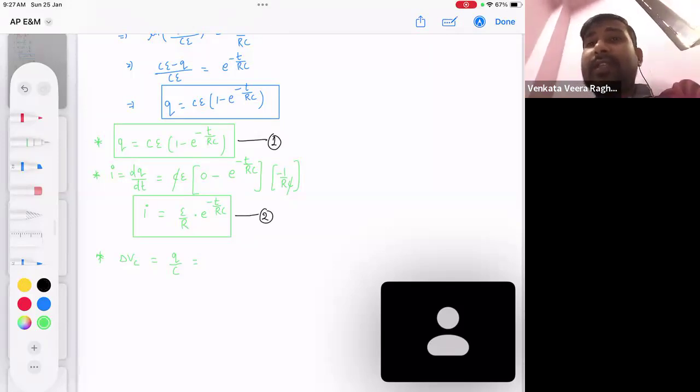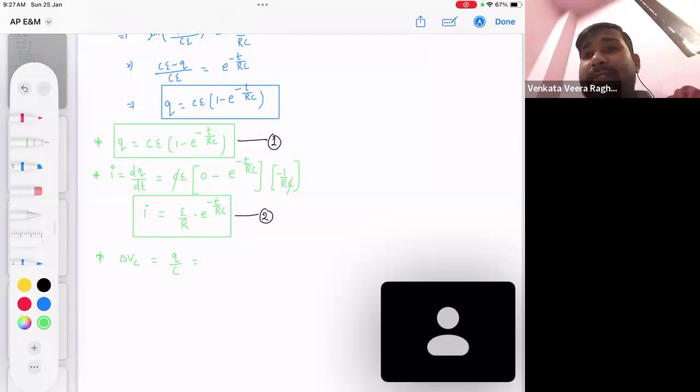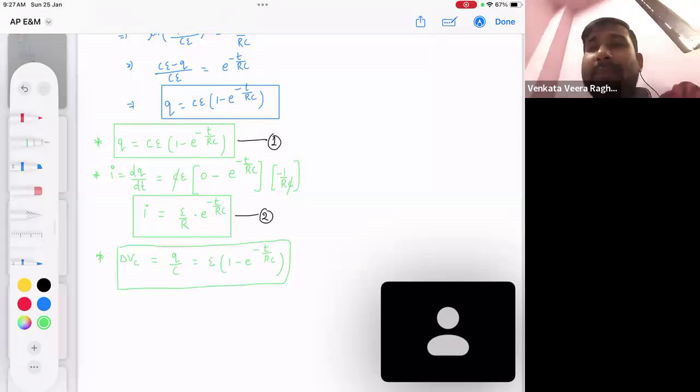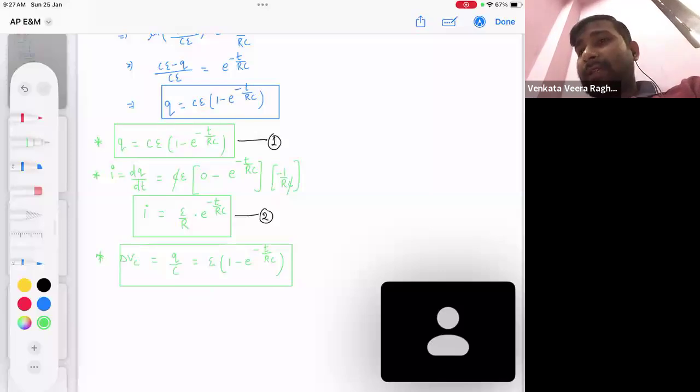Charge is given by CE times 1 minus e to the power minus t by RC. Divide by C, so how much did it become? It becomes E into 1 minus e to the power minus t by RC, which is the third one. What is that? The potential difference across the capacitor as a function of time.